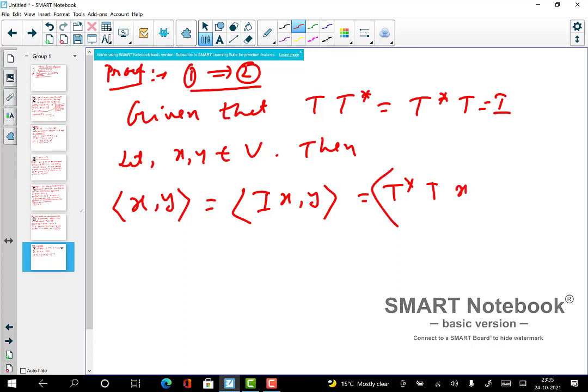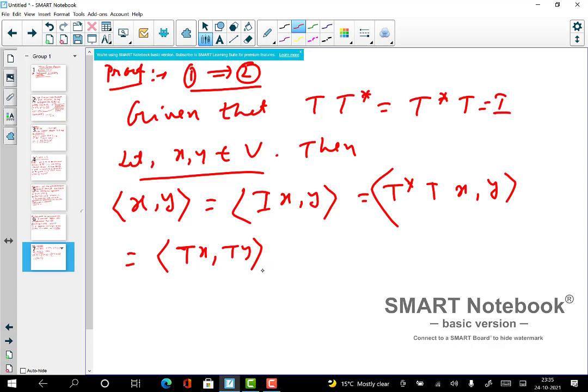So T star T of x of y, which is nothing but Tx, Ty. This is obviously for any x, y, because I chose x, y arbitrary, right? So that means T preserves the inner product. So this is number two, done.